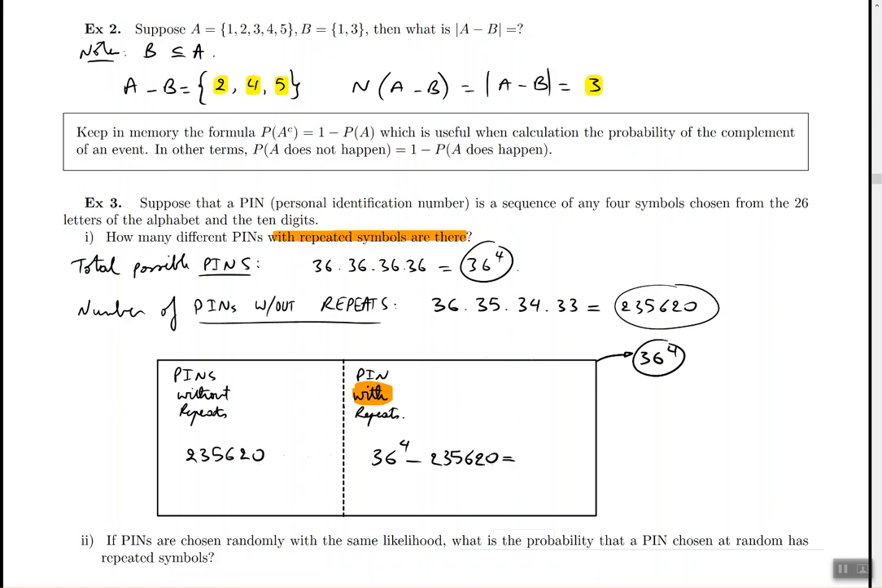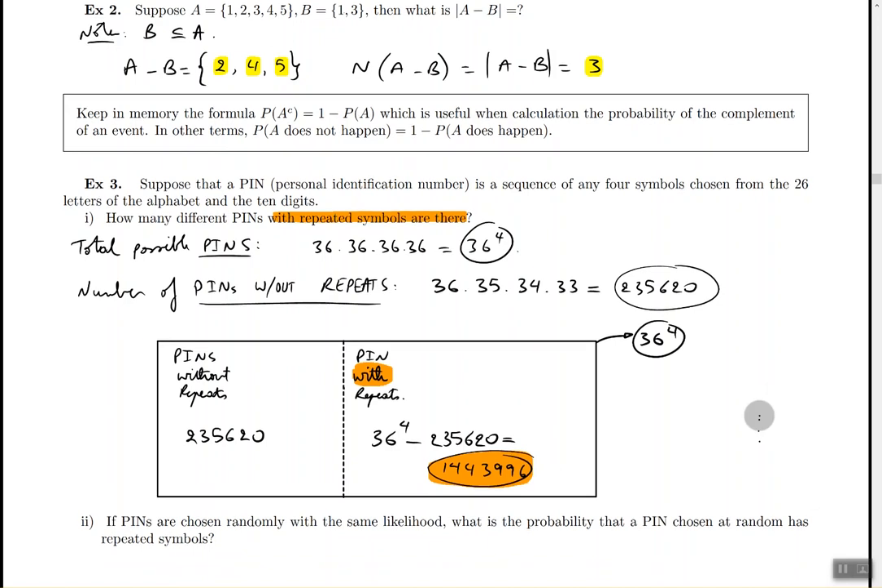235,620. So let's put that in a calculator and estimate the value. Roughly speaking, it's 1.5 million pins. These are pins with the repeats. So as you can see, that number is really huge. It was easier for me to calculate how many pins have no repeats, and we've done that previously, so it's kind of straightforward. And then subtract to get the difference, which is the amount that we're looking for. So the answer to the question is that number, 1,443,996 pins.